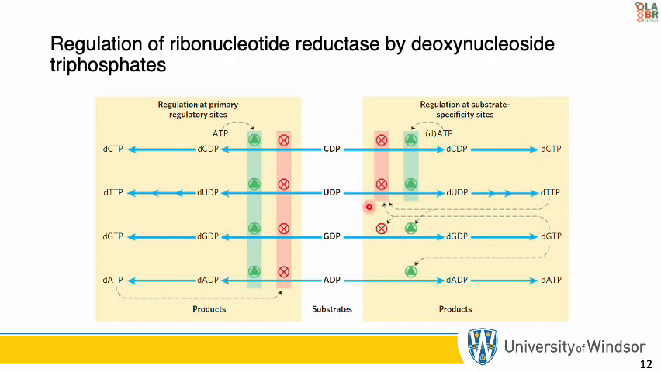So as you can see in this figure, when ATP or dATP is bound, we end up having a reduction of UDP and CDP. When dTTP or dGTP is bound, we end up having a reduction in GDP or ADP, respectively. So this scheme is designed to provide a balanced pool of precursors for DNA synthesis. ATP is also a general activator for biosynthesis and ribonucleotide reduction.